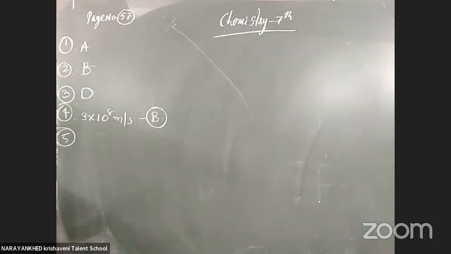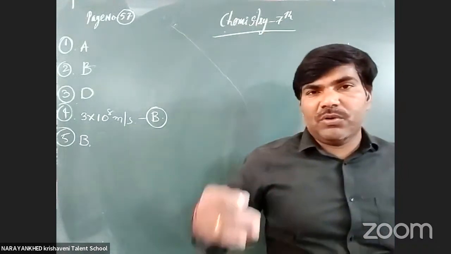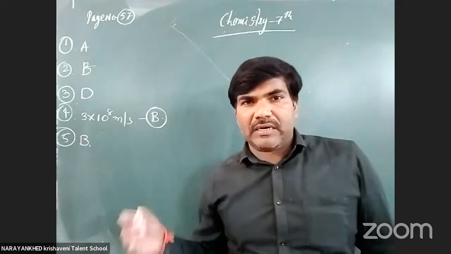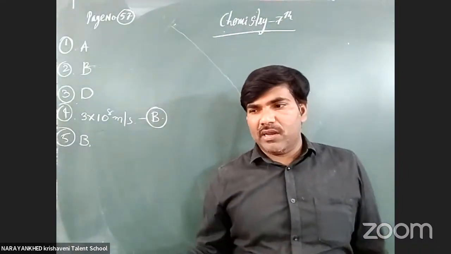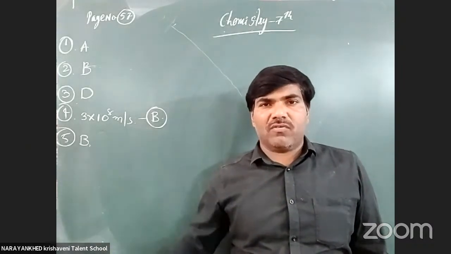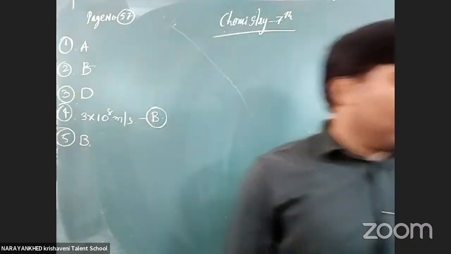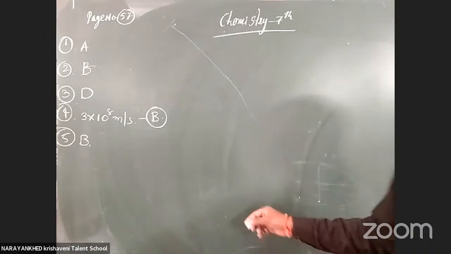Fifth question. The ejected electrons from the surface of the metal in the photoelectric effect are called photoelectrons. Whatever electricity is produced, that is called the photoelectric effect. Okay, clear or not? Photoelectricity, and these are the photoelectrons. Please note down all the answers. Next, we are doing the level 1 questions.